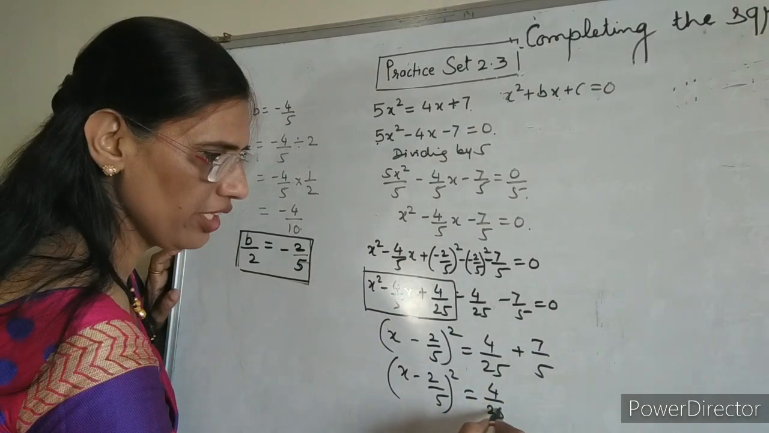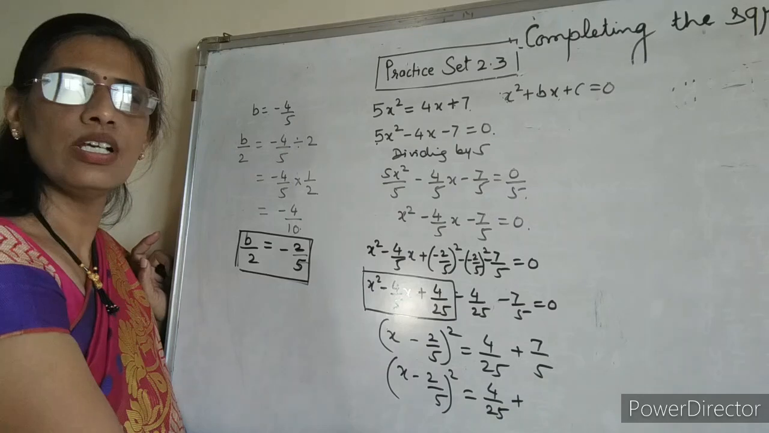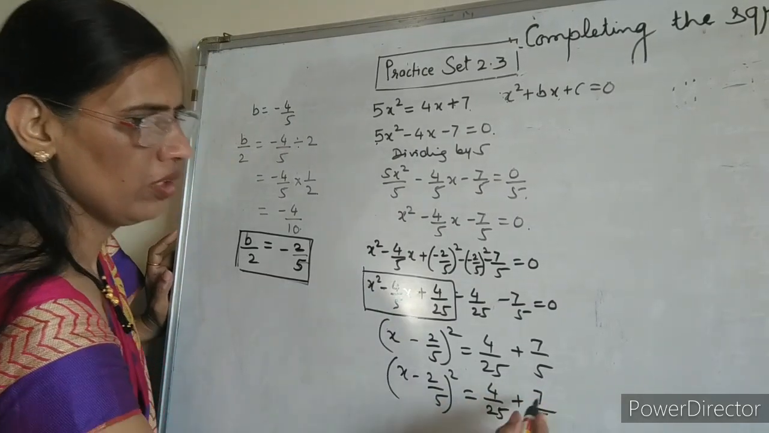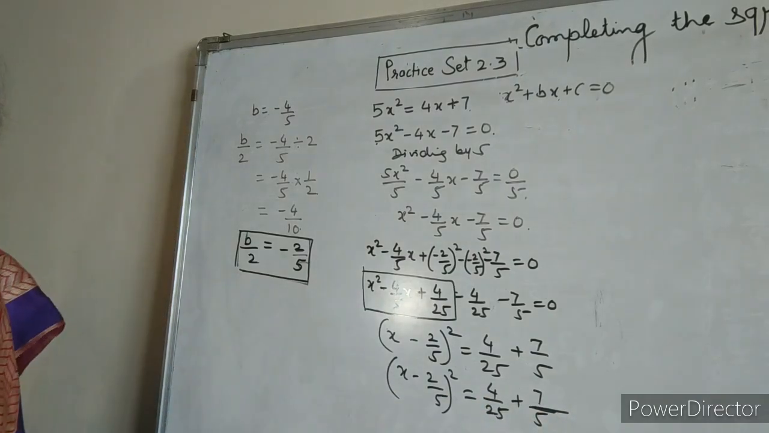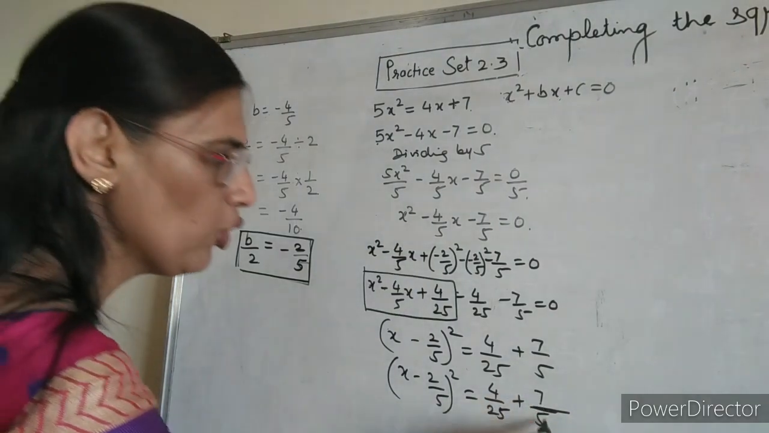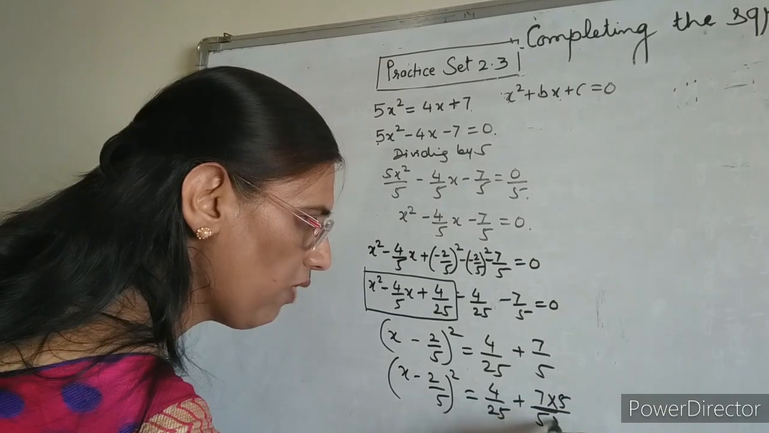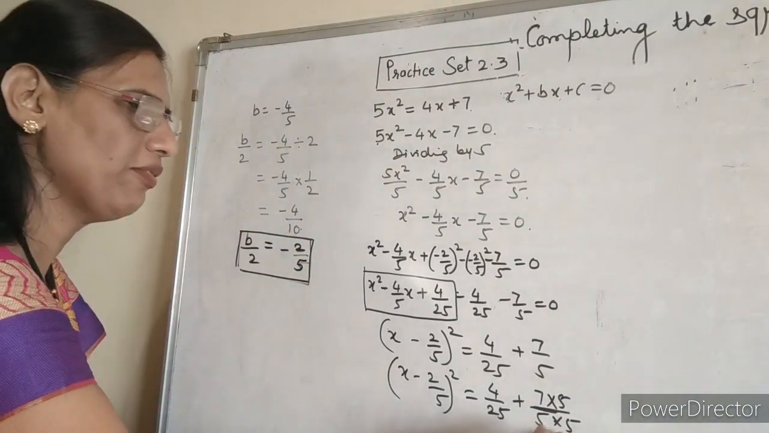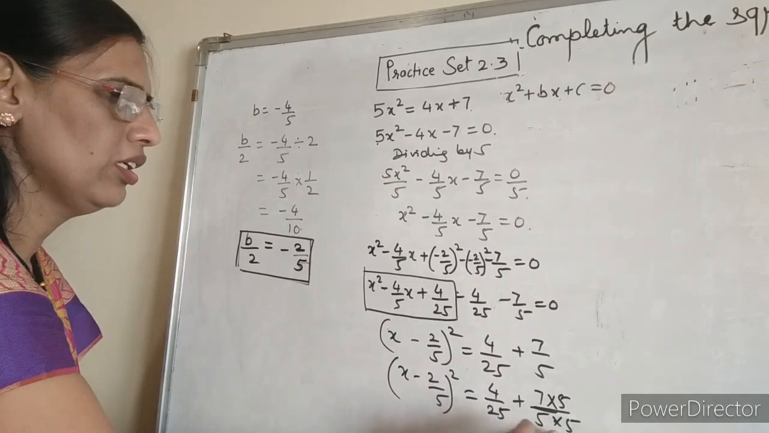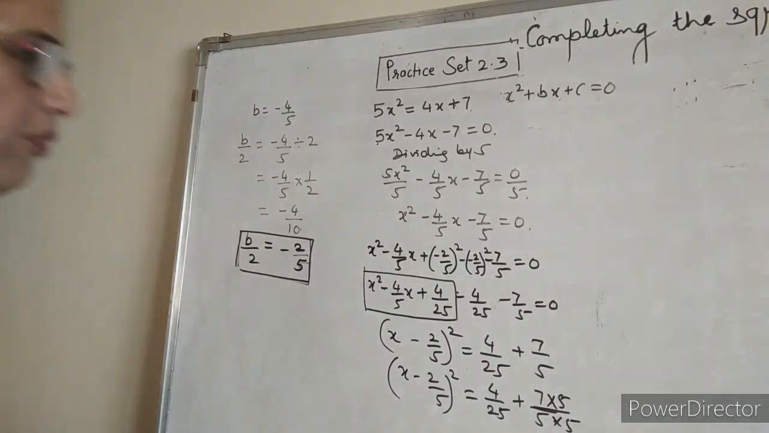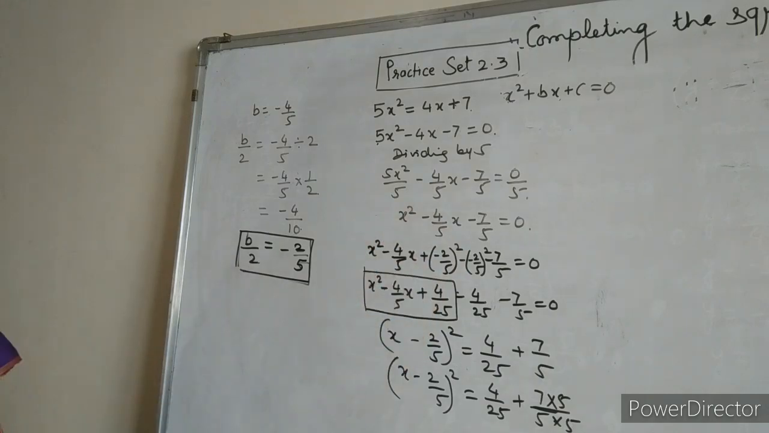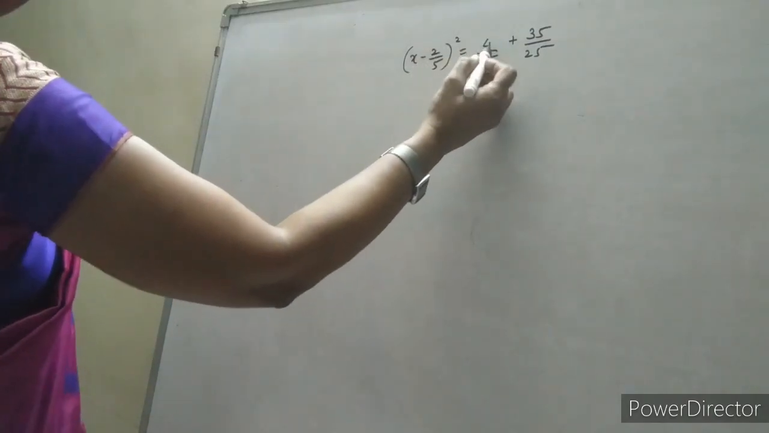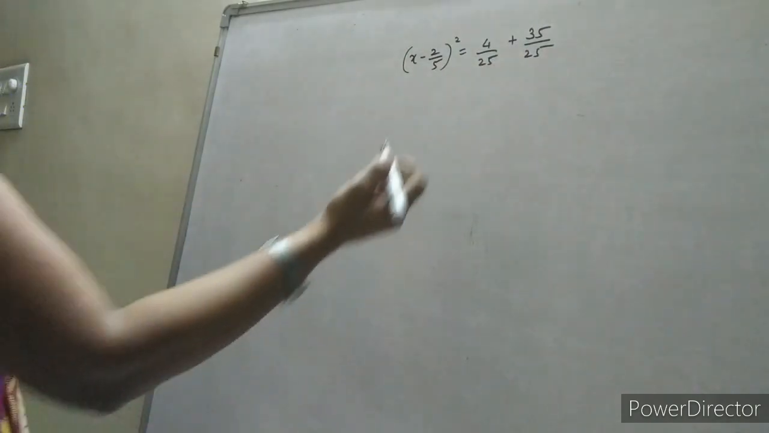Here denominator is 25 and here denominator is 5. Therefore what you will do, you will multiply both numerator and denominator by 5 to make denominator 25. See here 5 5s are 25. Therefore what I have done here, multiplying and dividing by 5. Here we get x minus 2 upon 5 whole square is equal to 4 upon 25 plus 35 upon 25.